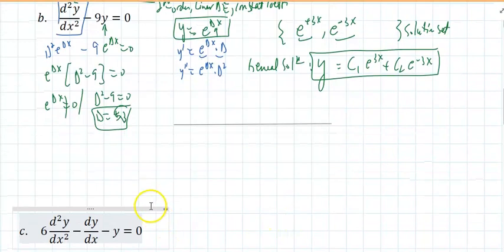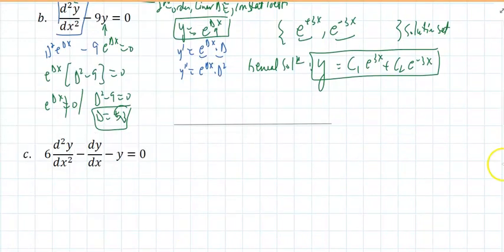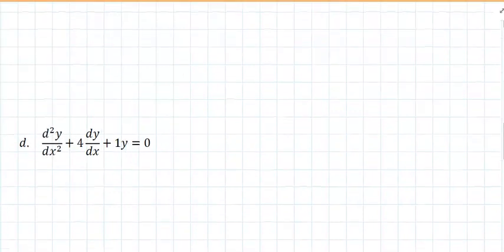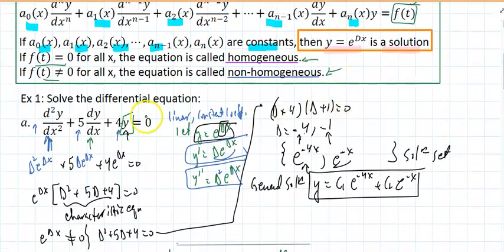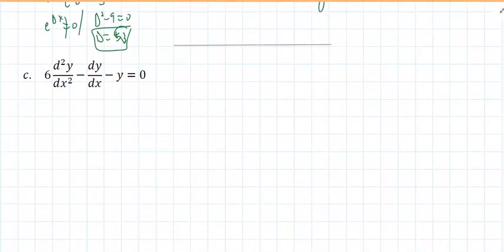General solution. This is called the homogeneous solution because this is a homogeneous linear differential equation. They call it complementary. It has many names. We're not going to worry about that yet.